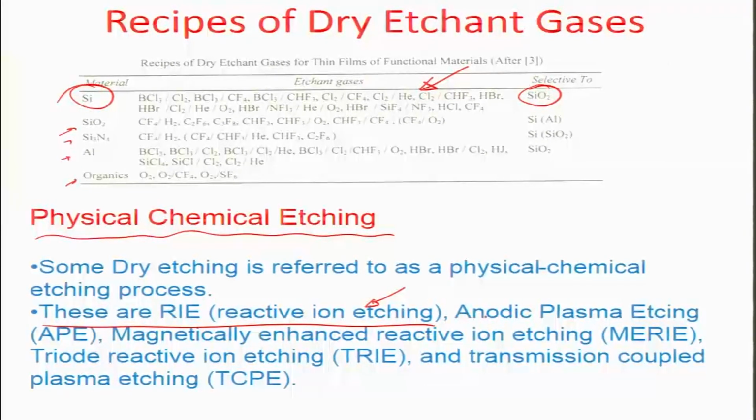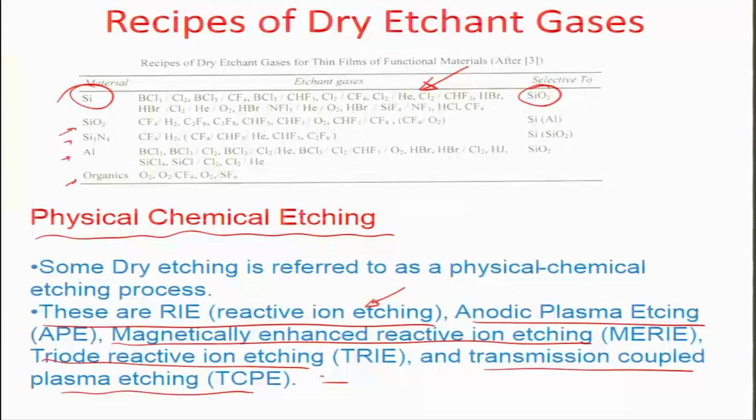There is also anodic plasma etching, there is magnetically enhanced reactive ion etching, triode reactive ion etching, and transmission coupled plasma etching. These are different processes, without getting into the details, that are some physicochemical. So, you are using the power of the ionic state of gas, that is plasma, and then on one hand you are creating bias to impact so that the ions can impact a flat surface. On the other hand, you are also creating small amount of chemical reactions with those ions which are impacting the surface, so that there can be some etching carried out in this manner.